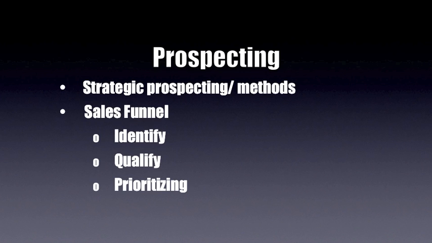The first step of the sales process is prospecting. In order for salespeople to be successful, they'll need to use strategic prospecting. This will help them identify, qualify, and prioritize their prospects. Looking at the sales funnel, the first step is for the salesperson to identify their sales leads. These are individuals or organizations who might purchase the product or service that the salesperson is trying to sell.